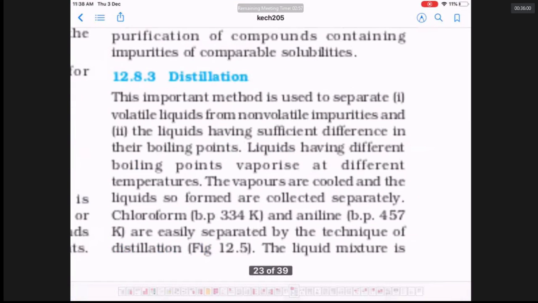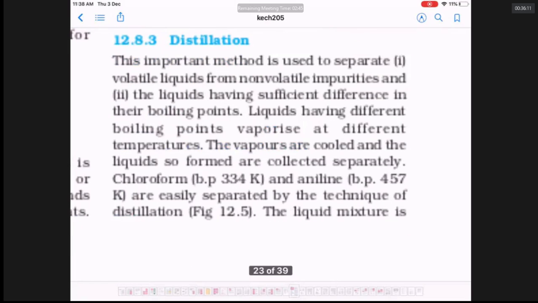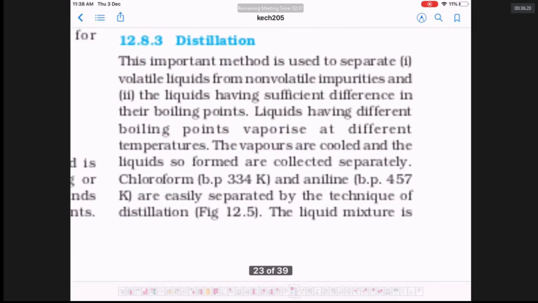Distillation is an important method used to separate volatile liquids from non-volatile impurities, or liquids having sufficient difference in their boiling points. The vapors are cooled and the liquids so formed are collected separately. Chloroform and aniline are easily separated by distillation because the difference in the boiling points is so great. If the different components greatly differ in the boiling points, you use distillation. If the difference in the boiling points is very narrow, you use fractional distillation. That's the point. Petroleum components are separated by fractional distillation. Chloroform and aniline are separated by simple distillation.